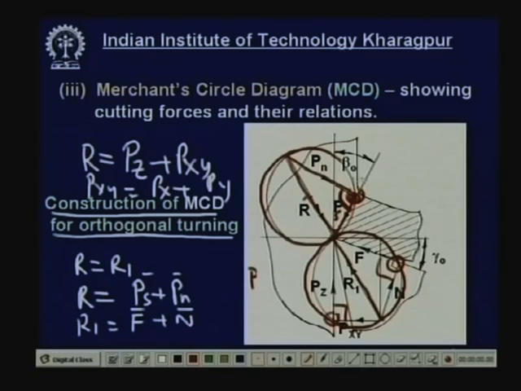Now, here you see in this circle, PS and PN are contained as intercepts. End points of the forces are situated on the periphery. Similarly, the end points of F and N are situated on the periphery. Similarly, PXY and PZ. Any one of these circles is called Merchant circle, and the total diagram is called Merchant circle diagram. Now, all the forces can be shown in one circle. In the next, you see.